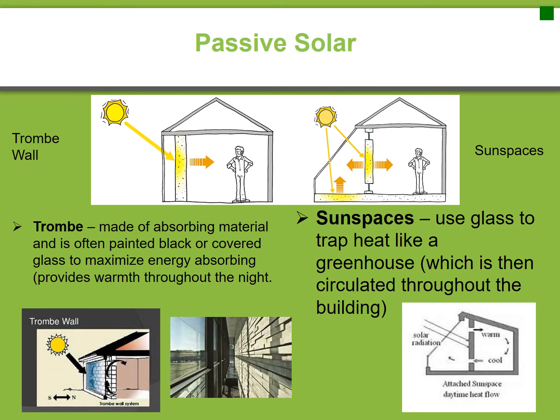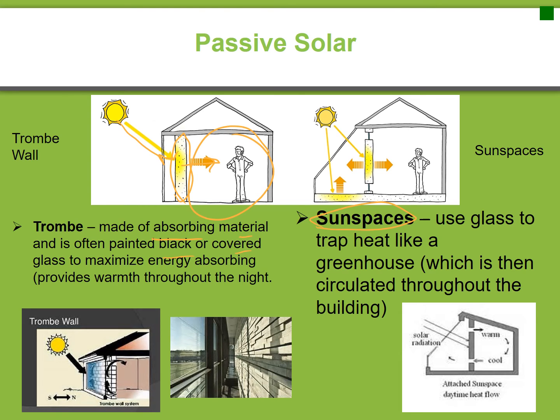All right, so this is more of a focus on the wall, but you've got a Trombe wall, which is made of absorbing material and painted black or whatever. And what happens is that it'll absorb that energy, and then that energy will be slowly released into where you are located. You also can have sun spaces.